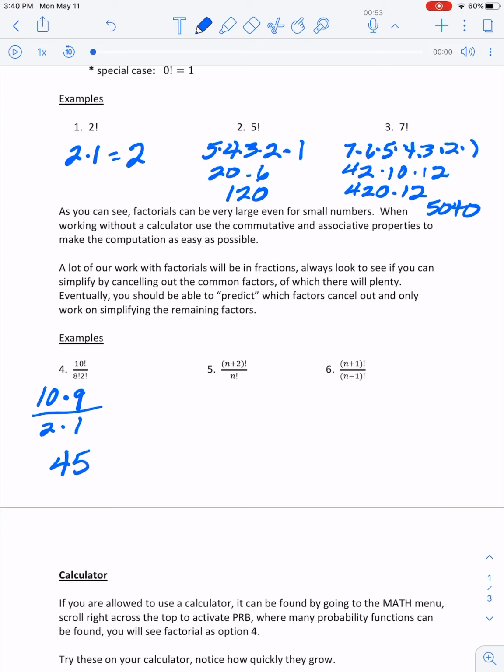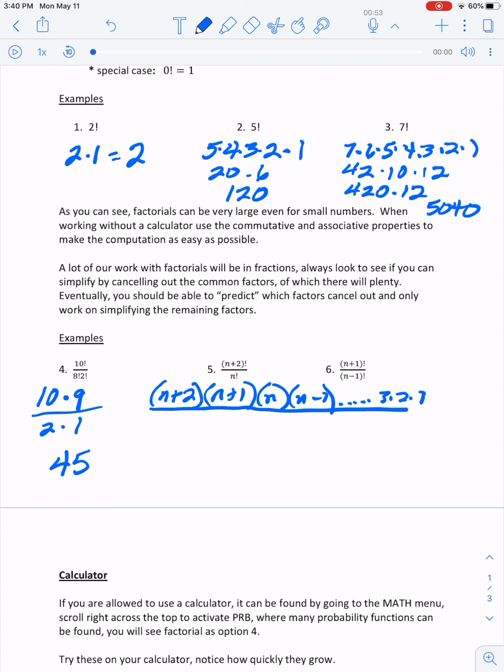Now, the way I can test you on factorial when I'm asking you to do it without a calculator, even though I don't have the ability to watch you when you're doing it, is to put variables into the problem. And again, the principles of what you did over here would be involved here. So n plus 2 factorial over n factorial, you would say, okay, well, that's n plus 2 times n plus 1 times n times n minus 1, all the way down to 3 times 2 times 1.